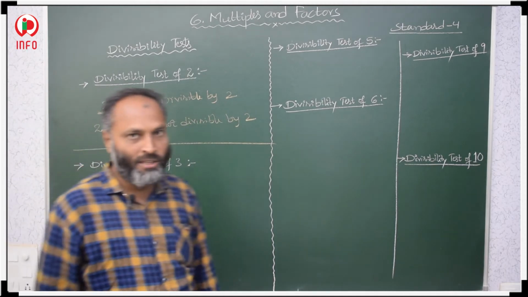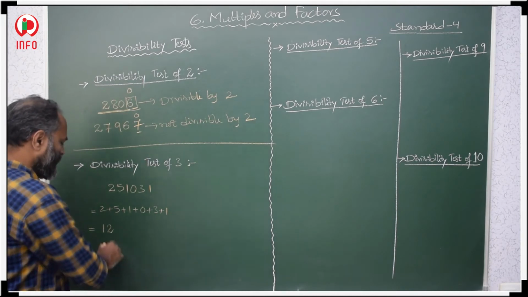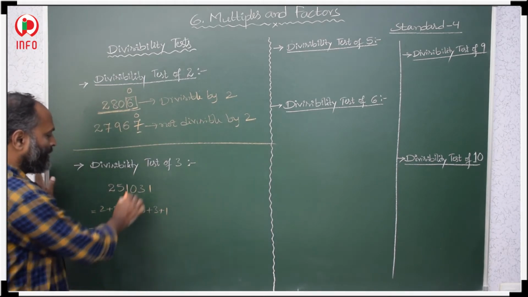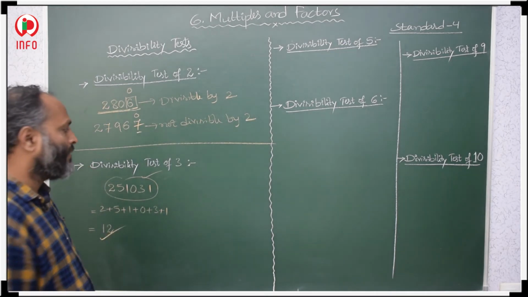12 is divisible by 3. 3 fours are 12, 12 comes in the 3 table. So it is divisible by 3. So this number is also divisible by 3. If you want to check, you can check once.